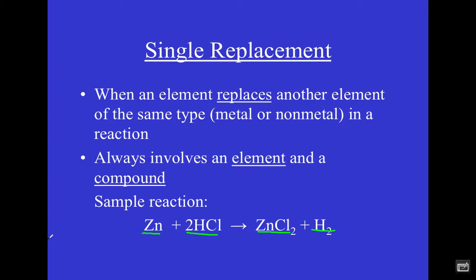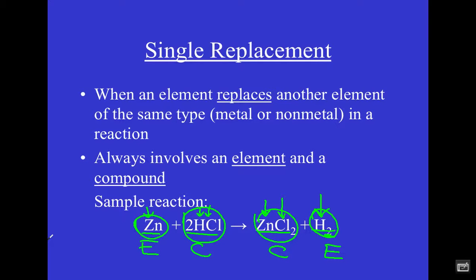Now I have to actually go in and analyze what the substances are. Zn, I know that's an element because I only have a single chemical symbol, one capital letter here. HCl is a compound, and I can tell that because I have at least two symbols. On this side, I have a compound, two symbols, and an element. Now I know it says two on the H there, but remember we only have one symbol, so it's only one type of atom. So I have an element plus a compound, giving me a compound plus an element. I have one of each on both sides. That's very, very typical of single replacement.